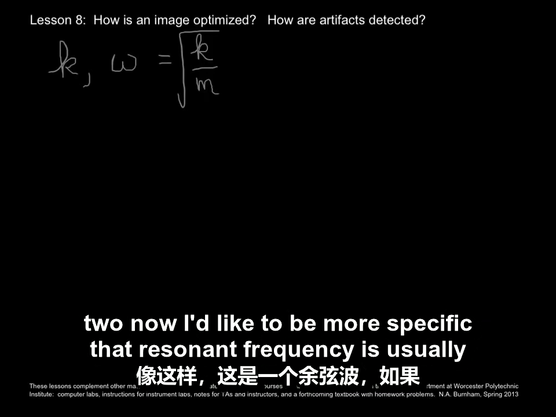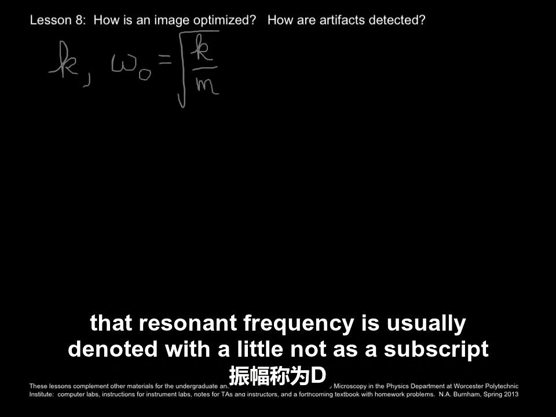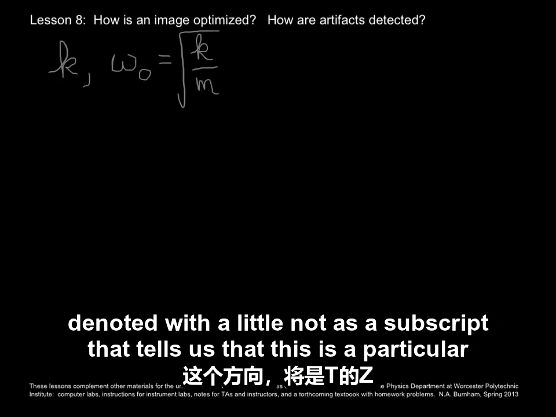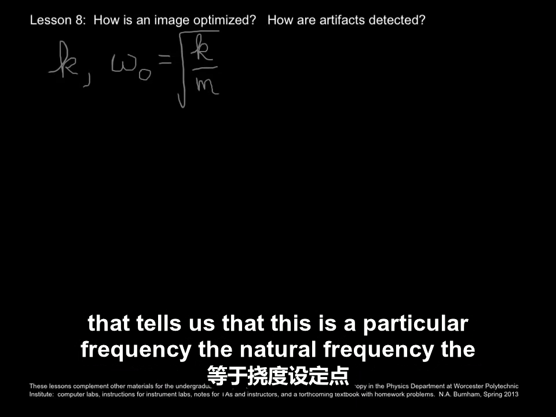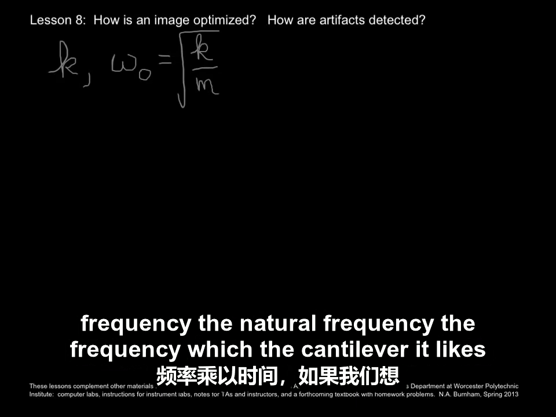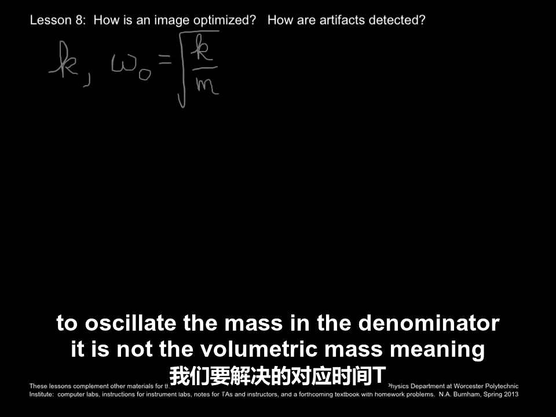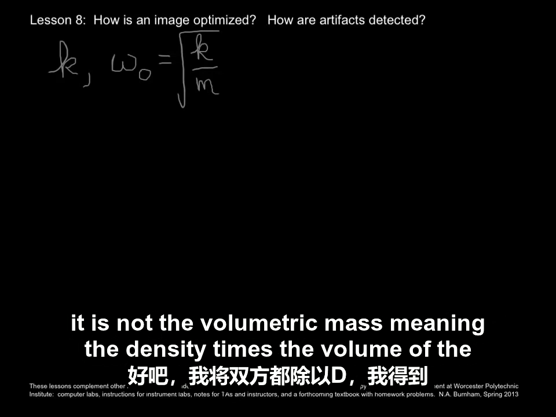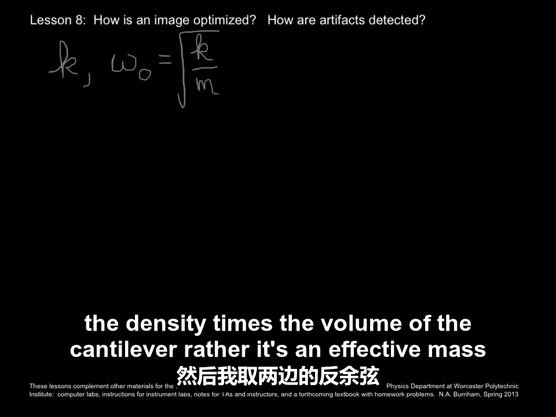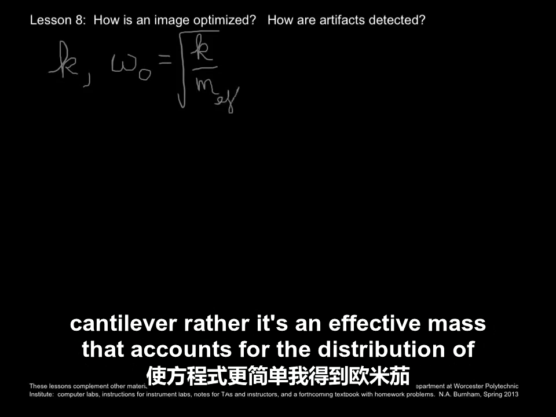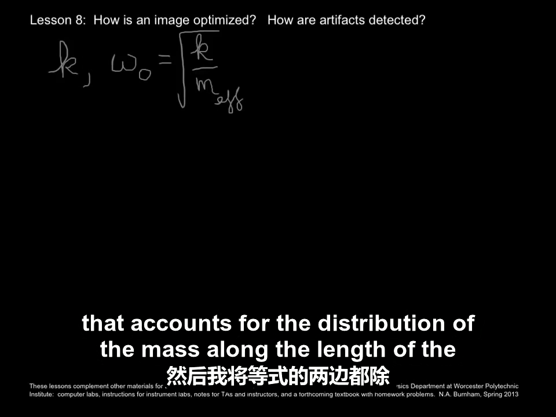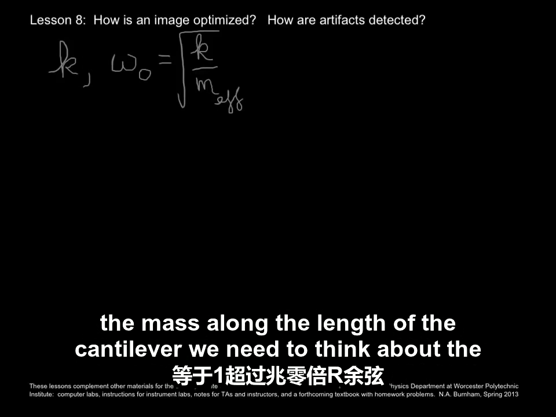That resonant frequency is usually denoted with a little naught as a subscript. That tells us that this is a particular frequency, the natural frequency, the frequency at which the cantilever likes to oscillate. The mass in the denominator is not the volumetric mass, meaning the density times the volume of the cantilever. Rather, it's an effective mass that accounts for the distribution of the mass along the length of the cantilever.